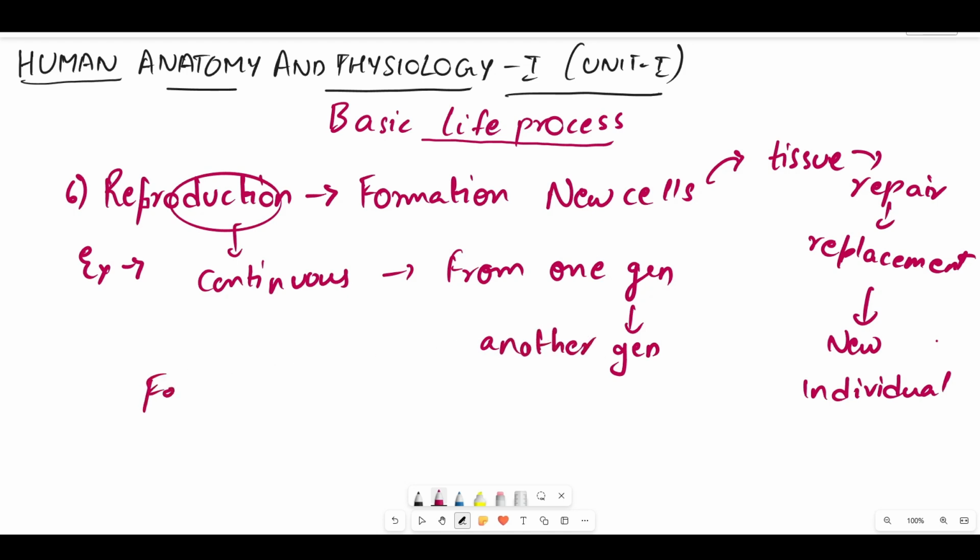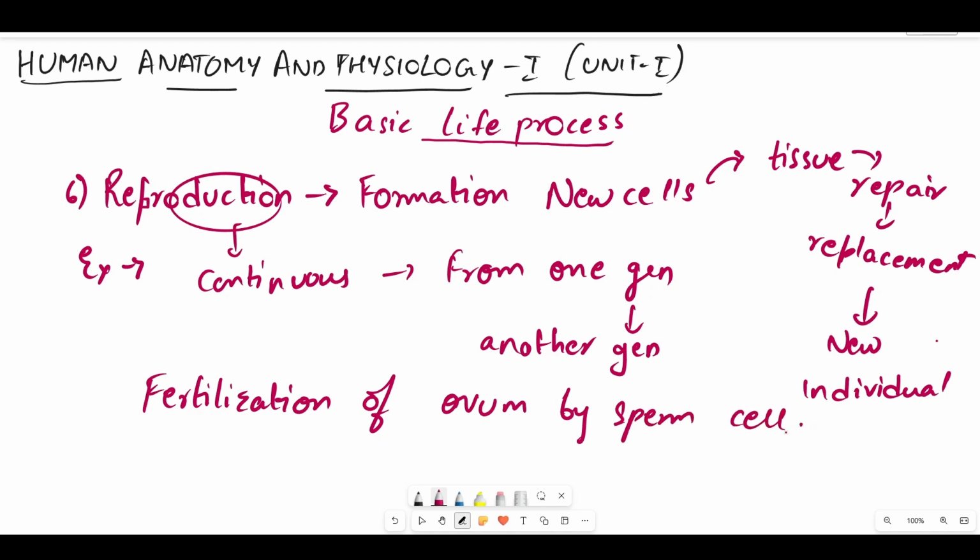So simply, the fertilization of the ovum by the sperm cell is known as reproduction. It is the formation of a new cell for tissue growth, for repair or replacement, in order to produce a new individual. So this is the example.